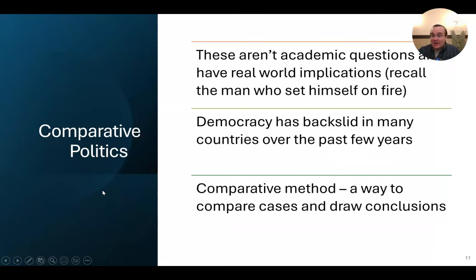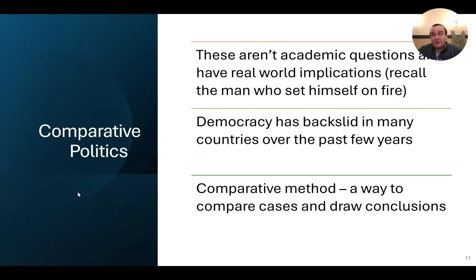So these aren't academic questions at all. These are questions that are profound, that are worthy of consideration, that are good social science questions that will explain why the world works how it does. They have real world implications. Recall at the beginning, Mohamed Bouazizi, who set himself on fire in Tunisia. Politics and his unhappiness with the state of things in Tunisia literally caused him to set himself on fire. If that isn't real world, I don't know what is.